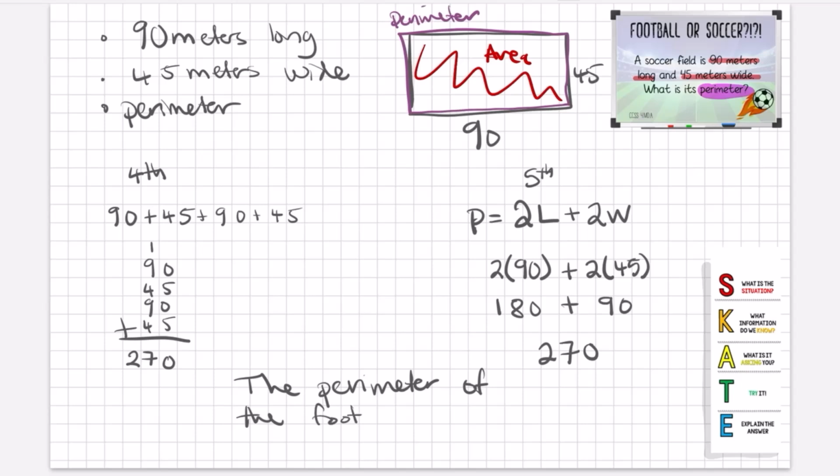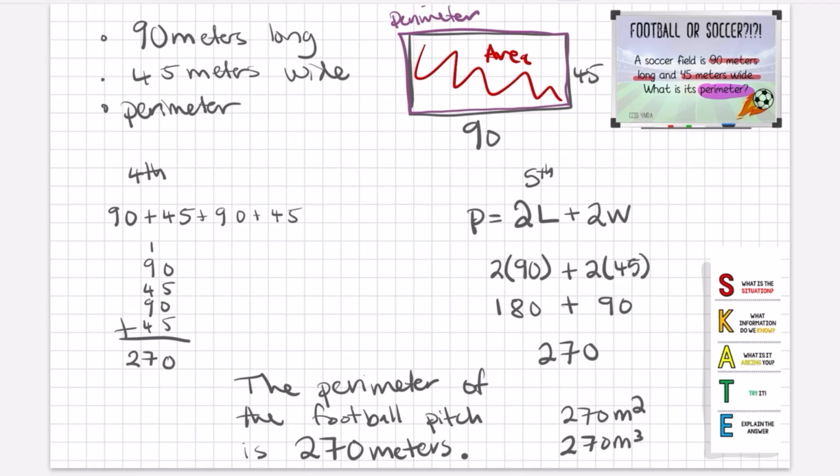The perimeter of the football field is 270 feet long. Ooh, meters. Meters. That's right, not feet. See, always go back to your question to make sure that you're using the right units. It is not 270 meters square and is not 270 meters cubed. Those are for area or volume. We're looking for perimeter, so it's just 270 meters in length.